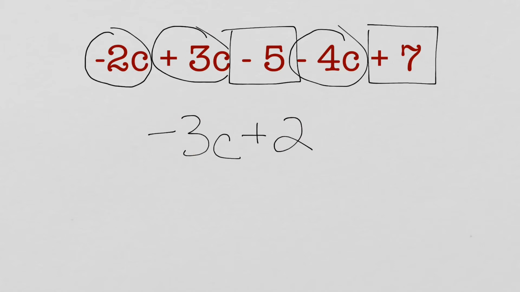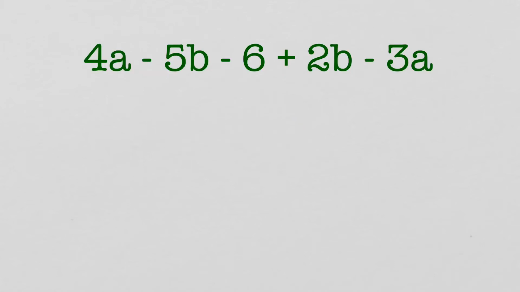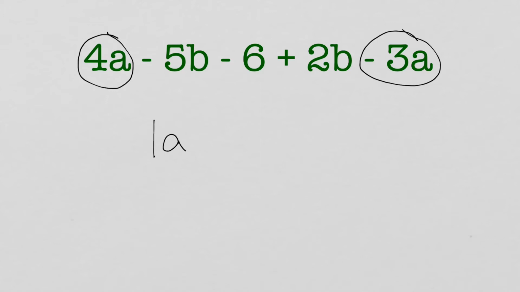Let's look at another one. This one's a little bit different because you'll notice I have both a's and b's as well as constants in this one. Quick reminder, a's can only go with a's and b's can only go with b's. So when I look at this, if I want to start out with, say, these a's, 4a, I can only put that together with this minus 3a. The a and the b cannot go together in this case. So 4a minus 3a leaves me with 1a. Now remember, for 1a, we don't need to write that 1, so you can just write a.